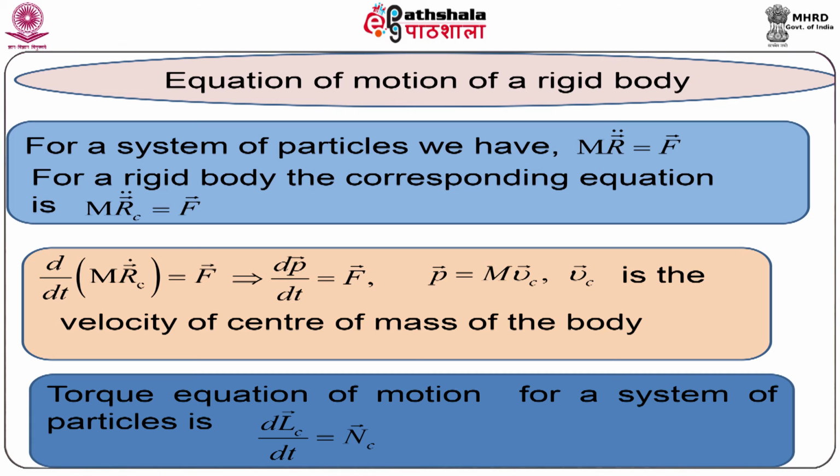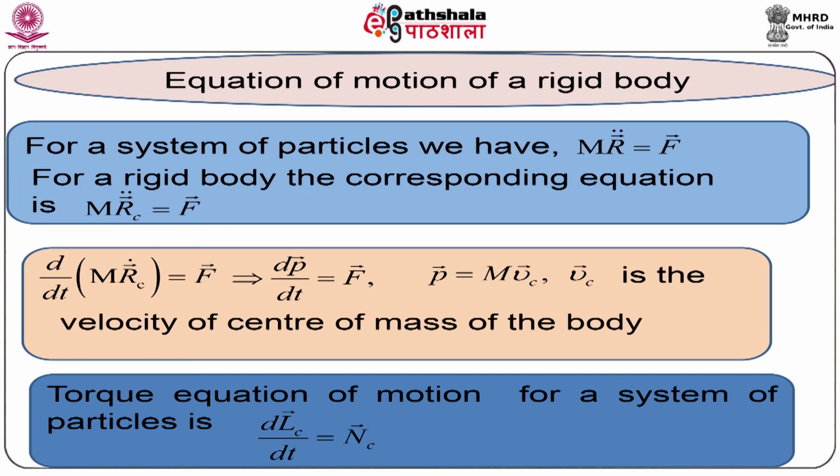We have already obtained the equation of motion for a system of particles, which is given by capital M R vector double dot equal to capital F vector. Mass into acceleration is equal to force. This is nothing but Newton's second law of motion.